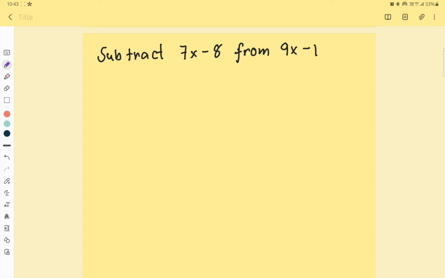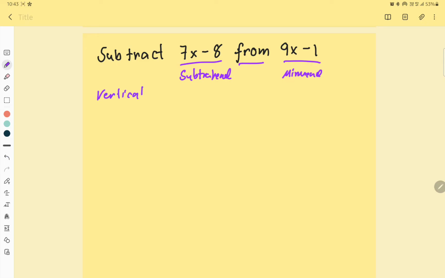However, let's analyze this one. Subtract 7x minus 8 from 9x minus 1. So, you identify your minuend and your subtrahend. This is your minuend, and this is your subtrahend. When you're in elementary, the minuend is the first one you write. So we're going to use the vertical method, because people are not working with that.